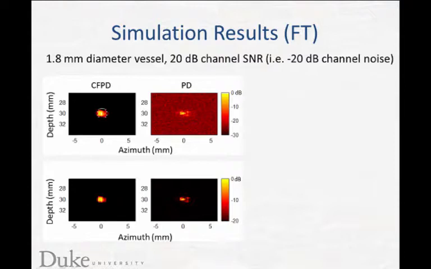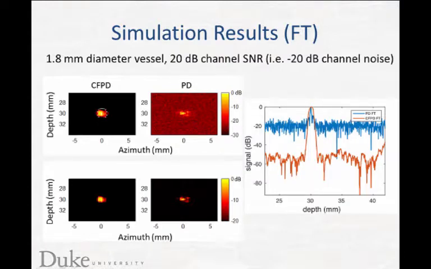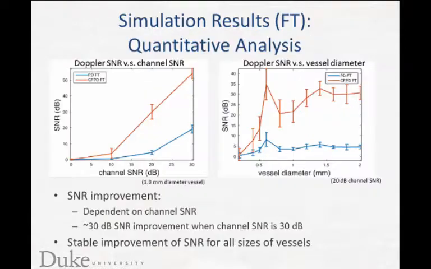If we plot the axial cross-section of the images, here is the result. The blue line shows the Power Doppler image and the red line shows the CFPD results. We can see from this graph that the background noise level in CFPD is around 13 dB lower than that of Power Doppler. In addition, the vessel size is preserved in the CFPD results, but it's broken up in the PD image. Quantitative measurement of image signal-to-noise ratio is done.